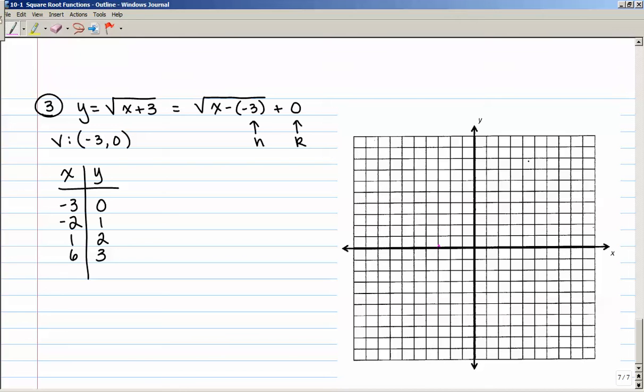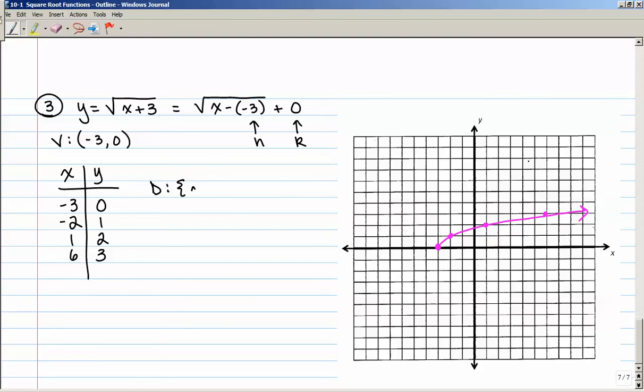So (-3, 0), (-2, 1), (1, 2), and (6, 3). There we go. Did I count right? Yeah, that looks good. And it's going to swoop off to the right like this. Okay. Let's figure out our domain and range.